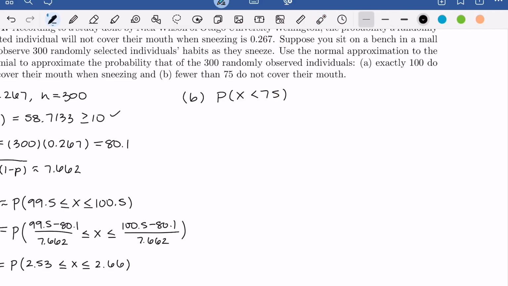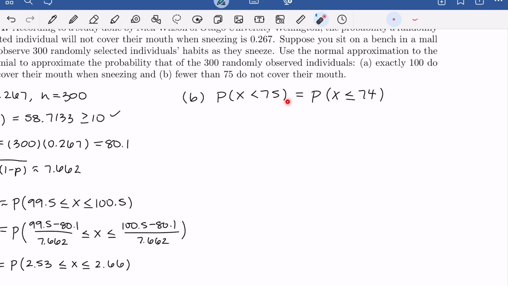And we can do so by saying the probability that x is less than or equal to 74. These are equivalent in this case. The probability that something is less than 75 is the same thing as the probability that something is less than or equal to 74. This is because we're dealing with binomial random variables, so the values of the random variables must be whole numbers. So in this instance, with our binomial random variables, these are equal.